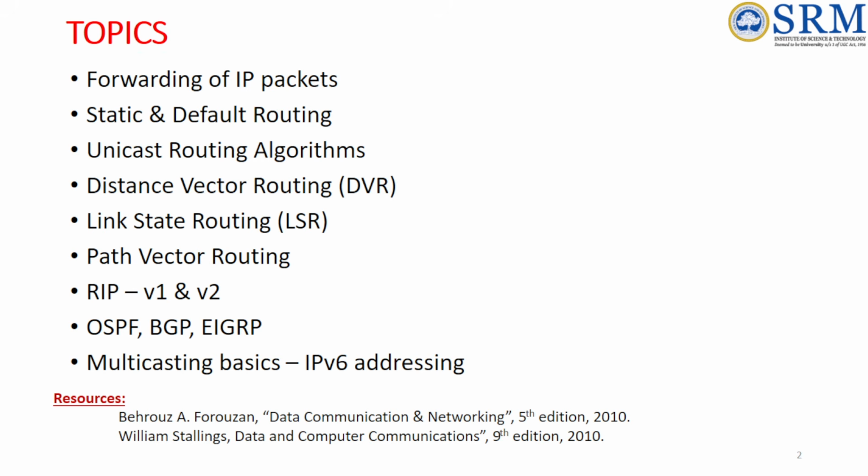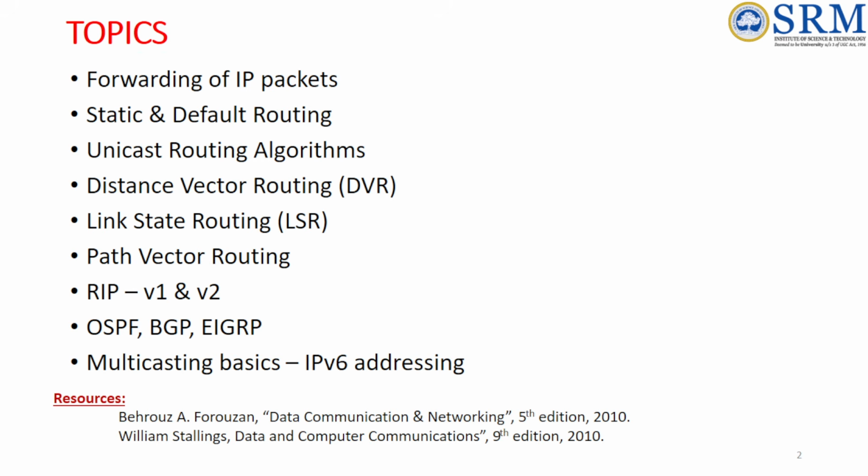The second one is static and default routing. Once we know what forwarding is, we look at the simplest possible way to fill in a routing table, by hand statically, or by using one default catch-all entry. This is the baseline before we get into automated dynamic methods.